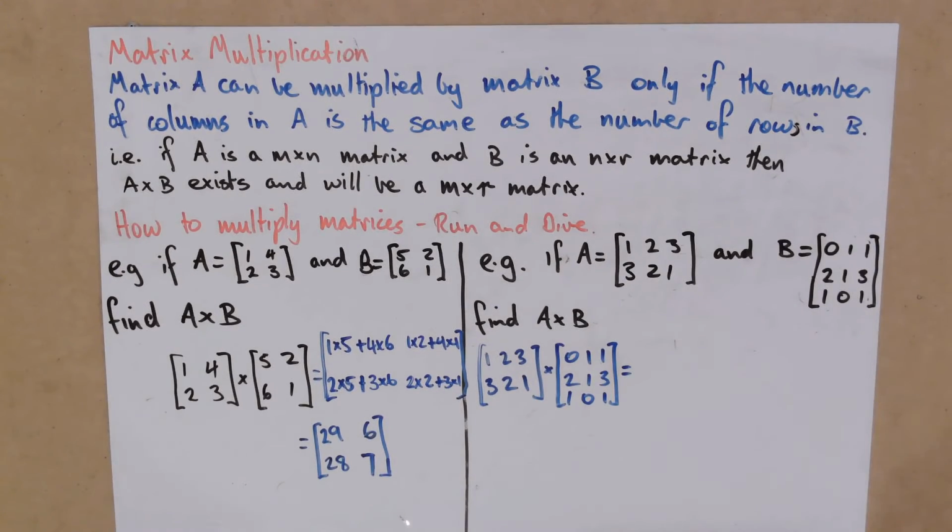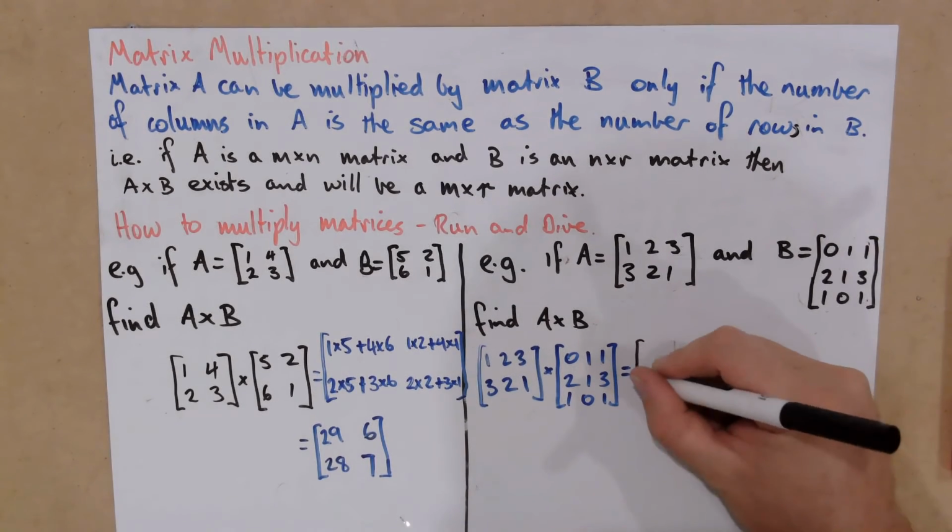Okay, so remember we're going to do the same thing. We're going to run and dive. So we're going to run across a row and dive down a column. Run across the row, down a column. Move on to our second row. Run across the row, down a column. So you see what's happening here. Okay, just got to keep things going in the right spot.